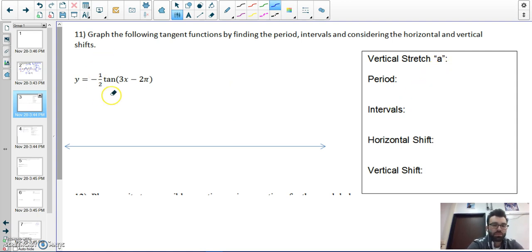My vertical stretch or shrink is always my A value. The A value here, whoops, is 1/2. So my vertical stretch is 1/2.